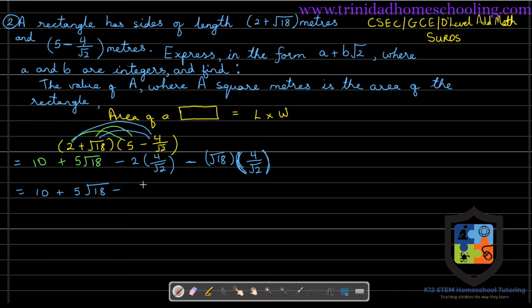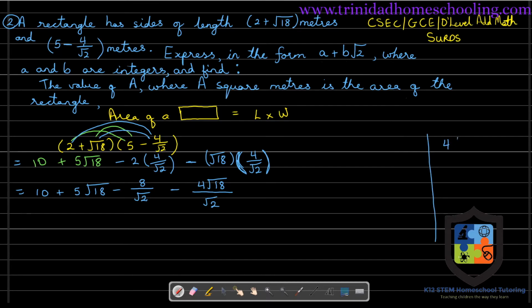So 2 multiplied by 4 will give me 8. So this simplified will give me 8 divided by the root of 2 minus, this 18 is going to go on the numerator, 4 the root of 18 divided by the root of 2. Now look at this here. I'm going to pull that out and write it here.